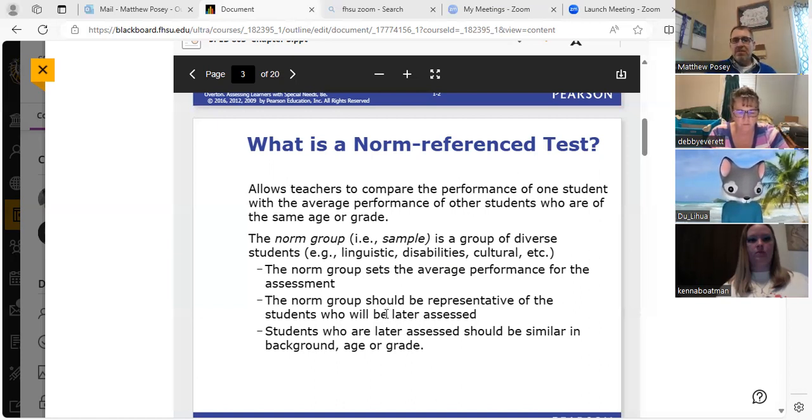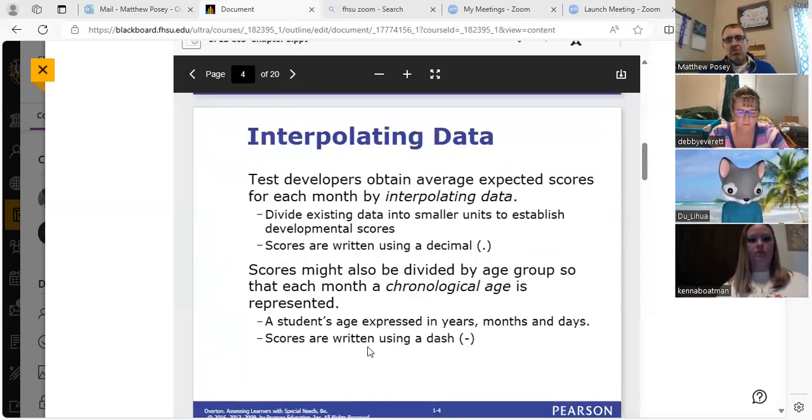Also, your norm group should be representative of students who are going to be assessed later. Students who are later assessed should be similar in background, age, and grade level. A lot of times we see it talks a little bit about interpolating data. The developers of the test obtain what we call an average expected score, and that is reflected in those comprehensive reports.